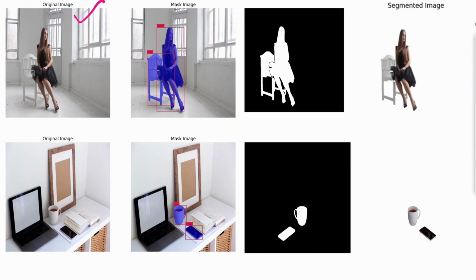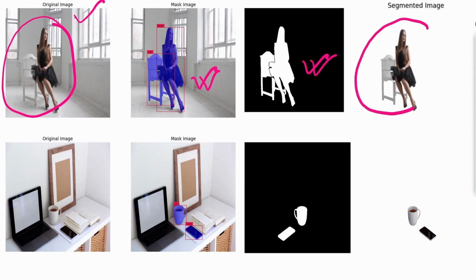Here you can see two example images. In the first image, a person is sitting on a chair, and if the user input text is person and chair, then the Grounding DINO model will return bounding box information of these two objects inside the image. Using this bounding box information, the Segment Anything Model will generate masks for these objects, and finally we can extract the person and the chair from the original image.